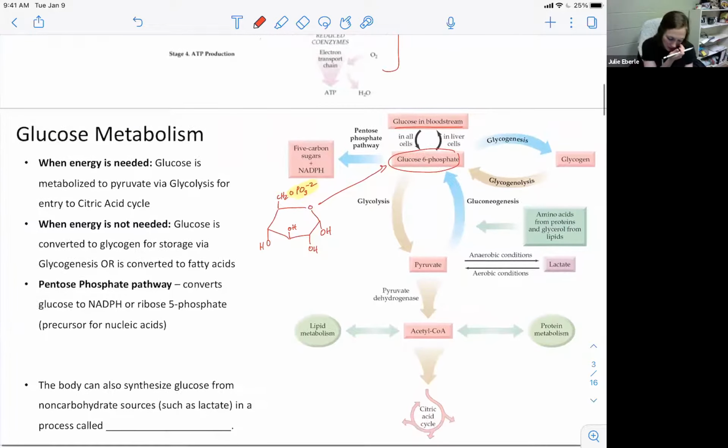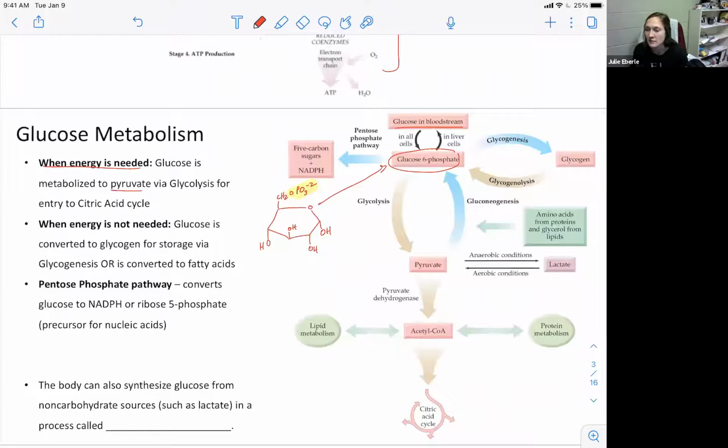So let's look at the different scenarios. When energy is needed, when we need ATP, what happens to glucose? What route is it going to follow? Glucose is going to be metabolized to pyruvate via glycolysis. And it's going to go into the citric acid cycle, because that is the moneymaker with ATP.